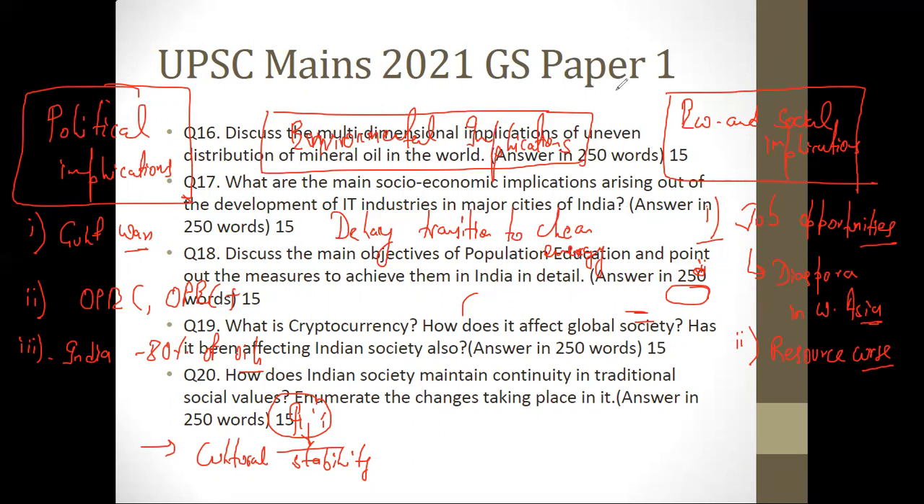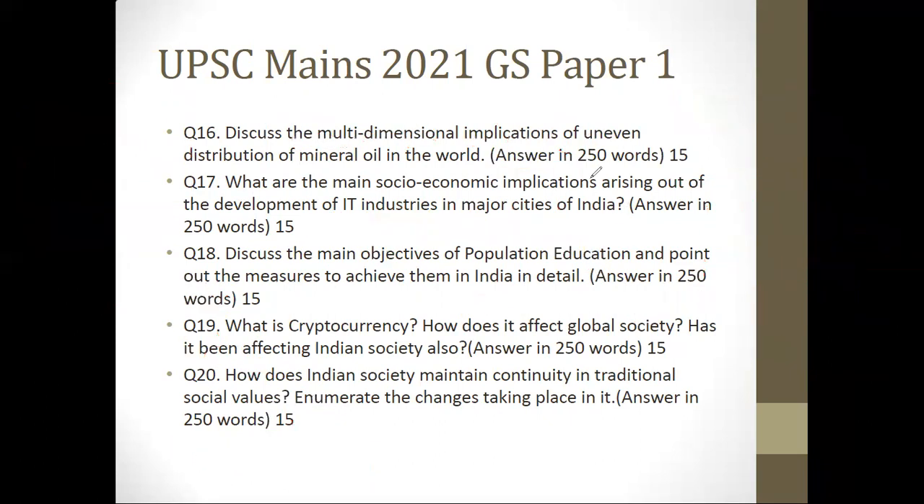Let's move on to the next question. Now you can see here, both these questions are related to implications. What are the main socio-economic implications arising out of development of IT industries in major cities of India? So what are the implications?